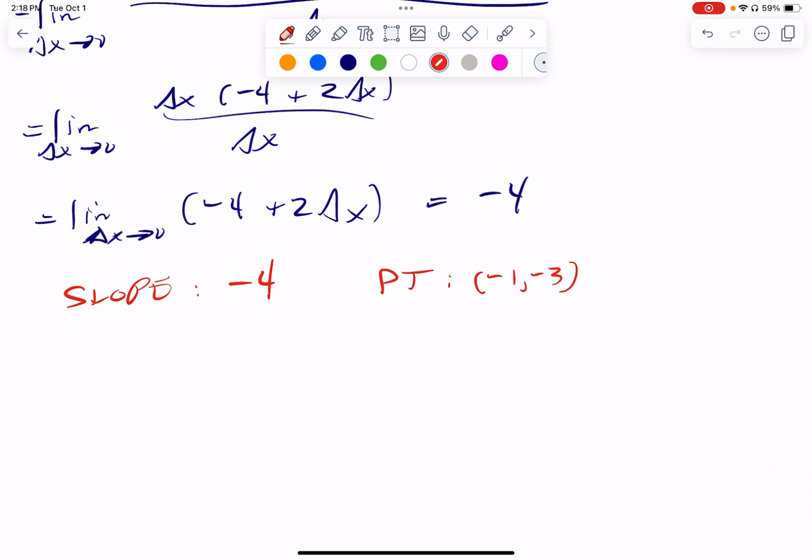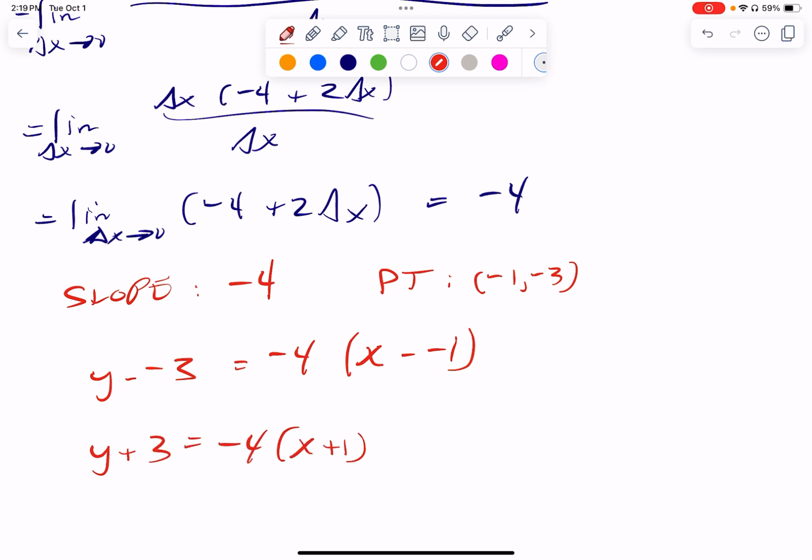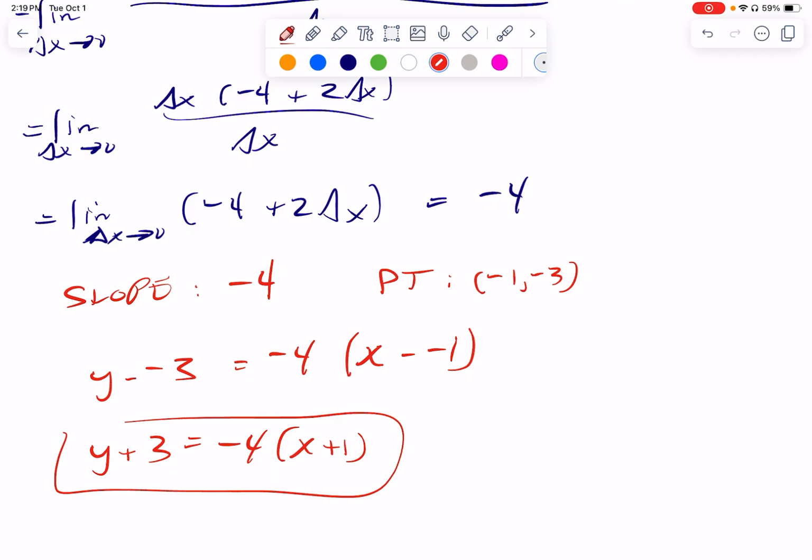I'm going to use point slope form. Y minus my given y coordinate is slope times x minus my given x coordinate. So y plus 3 equals negative 4 times x plus 1. I'm going to leave it like that. Let's see how we did.